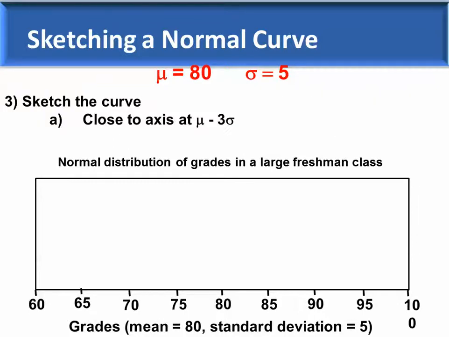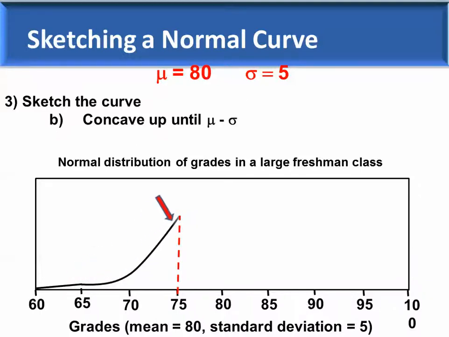So now we're going to sketch the curve, remembering those concavity rules. So we start close to the axis at mu minus 3 sigma. So 3 standard deviations below was 65. We start there, and we know it's going to be concave up until it reaches mu minus 1 standard deviation.